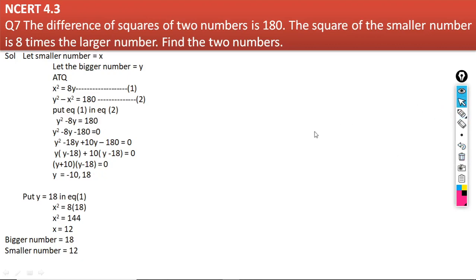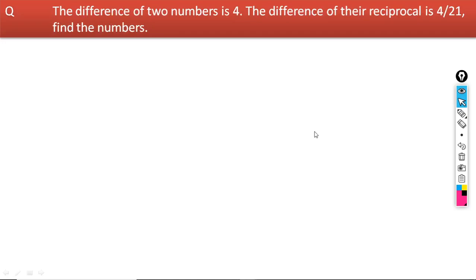Let us try another problem. The difference of two numbers is 4 and the difference of their reciprocals is 4 by 21. Find the numbers. So the difference of the two numbers is 4. One of the numbers will be considered as x and the second will be considered as x plus 4. You can see the difference between them is 4.